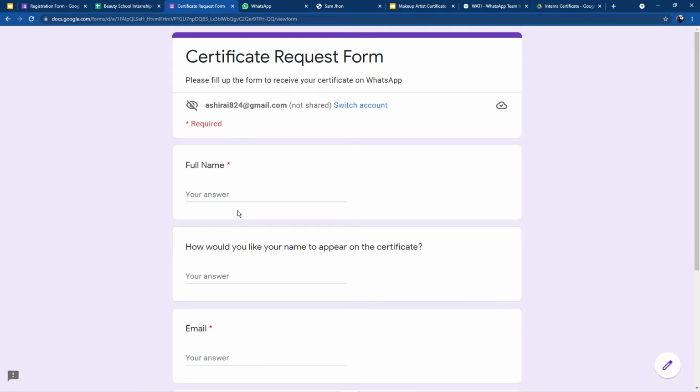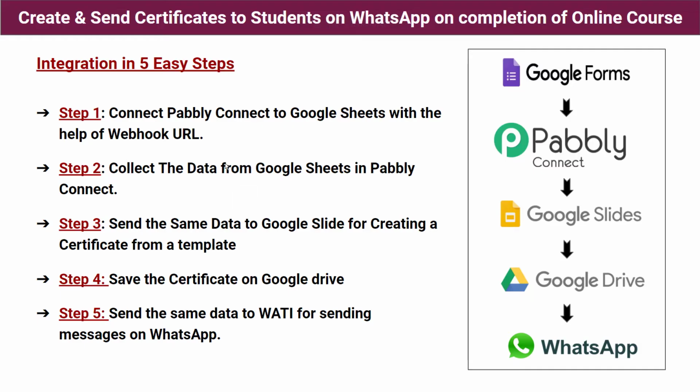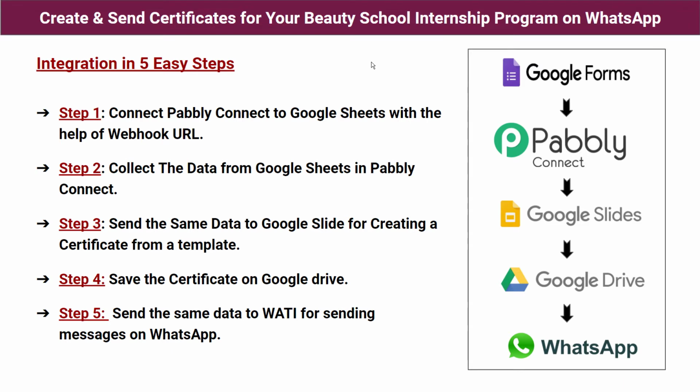Now here you must be thinking, how did I manage to perform all these tasks automatically? So here let me tell you that I followed 5 simple steps and created this workflow. So let me tell you what are those steps so you can also follow the same and create this integration. So guys, these are the steps which I follow to create and send certificates for your beauty school internship program on WhatsApp. So let's check what are the steps.